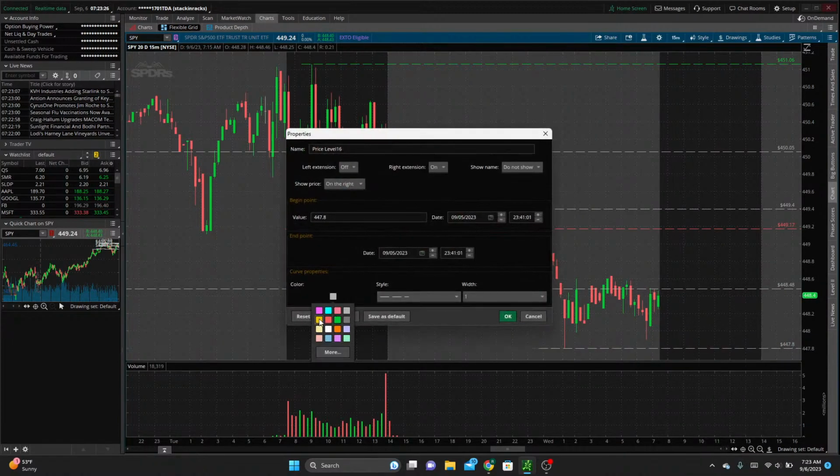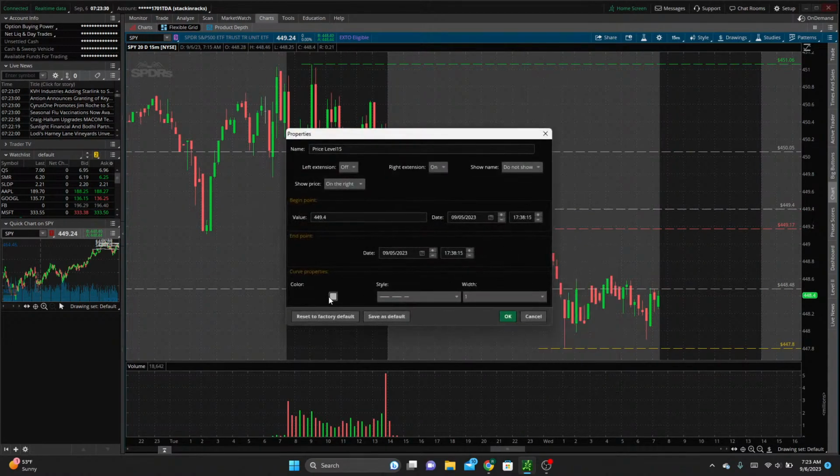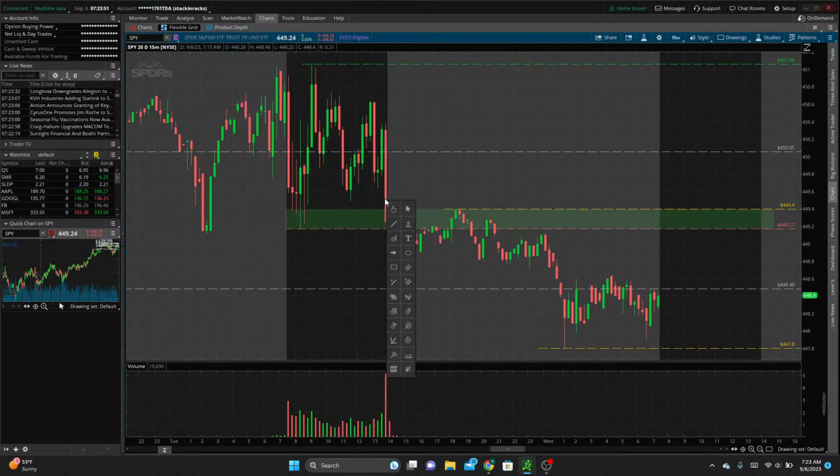I'll mark those in that gold color. Oh yeah. I'll mark this zone in here. Ooh, it kind of matches perfectly with that pre-market level as well. Alright.